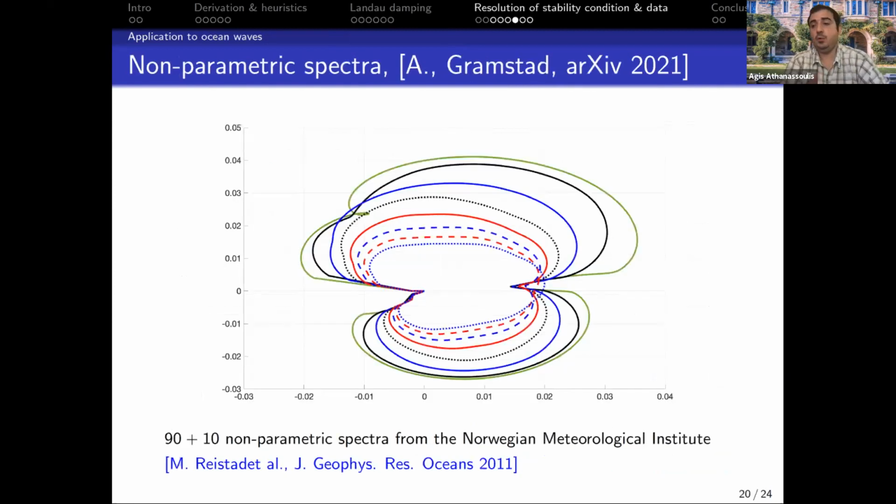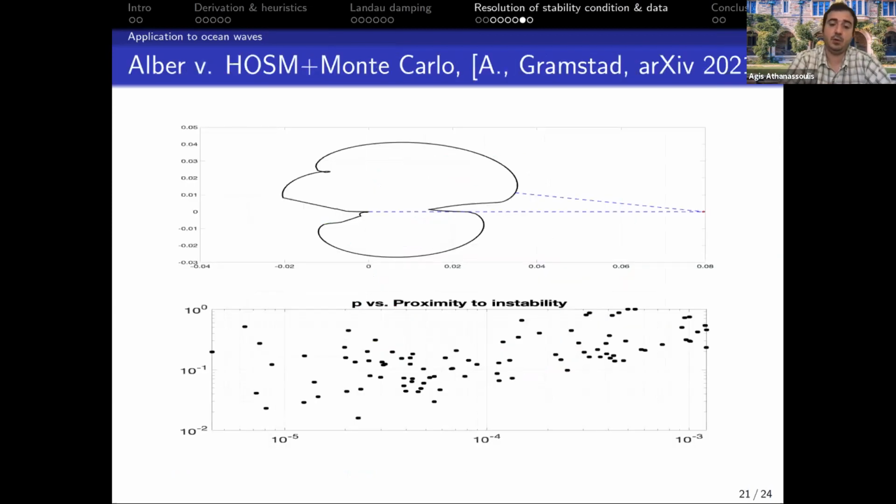So more recently, we wanted to look at non-parametric data. Now we're looking at a collection of 100 non-parametric spectra from the North Sea with Onorato and Stiassnie. 10 of them were selected to be extremely steep sea states, plus 90 randomly selected. For the non-parametric ones, the curves are a bit messier, but in principle, the game is the same. You plot the curves and you see whether they include the target or not.